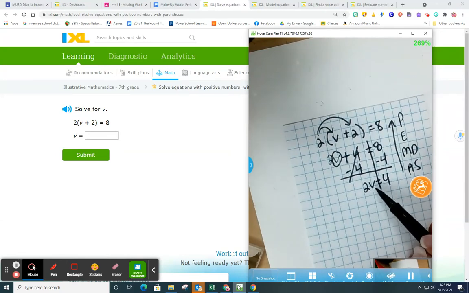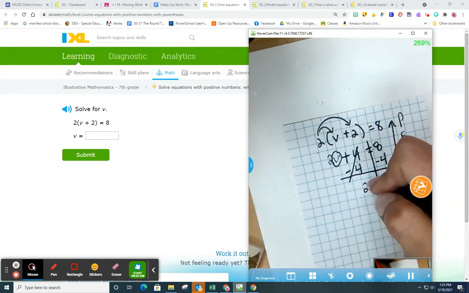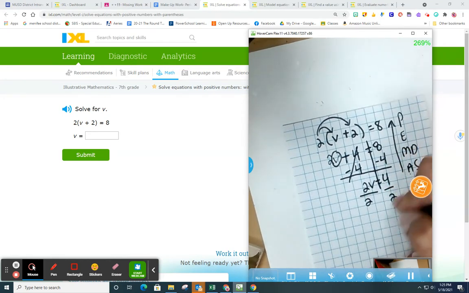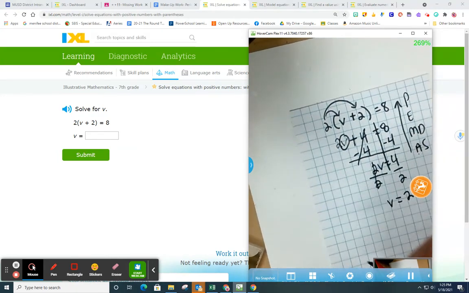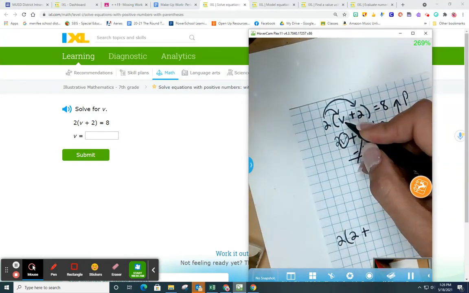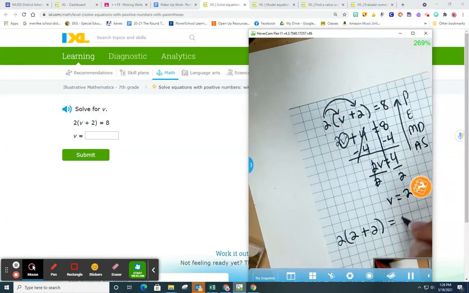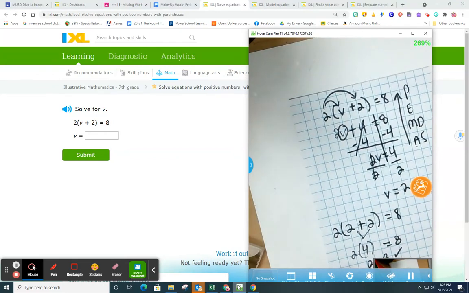Whenever you have a number next to a variable, that's multiplication that's happening there. 2 groups of v equals 4. The opposite of multiplication is division. V is going to equal 4 divided by 2. V is going to equal 2. I can check my work. I can go back and I can substitute in, right? 2 for v. 2 times 2 plus 2 equals 8. 2 plus 2 is 4. 2 groups of 4. Does that equal 8? Does 8 equal 8? It sure does.